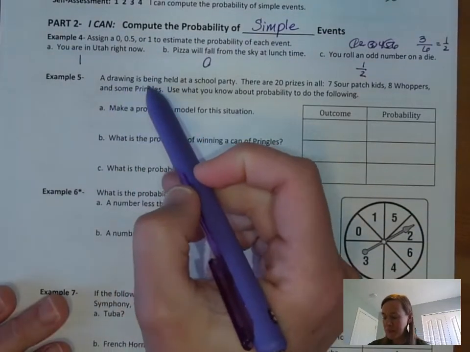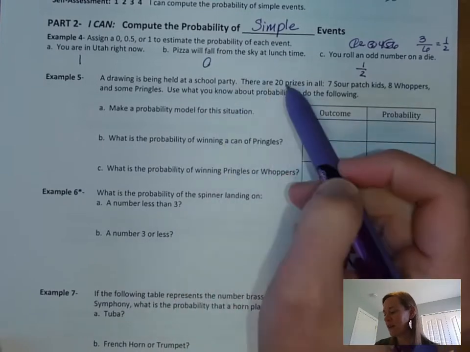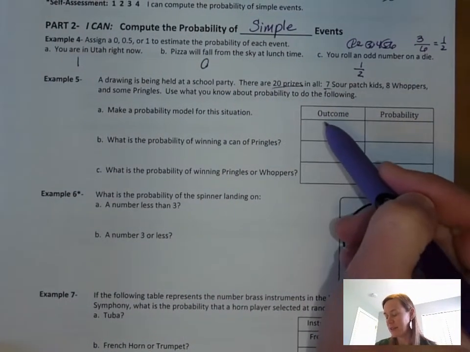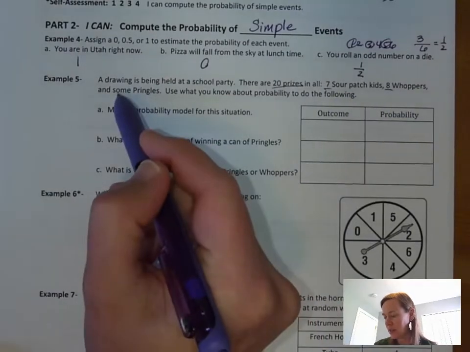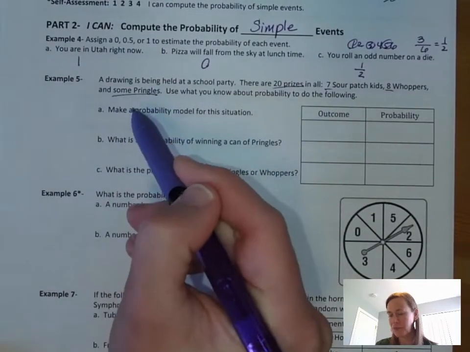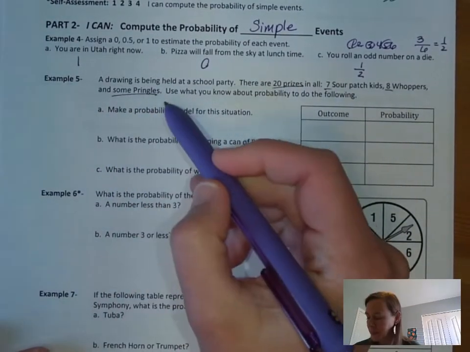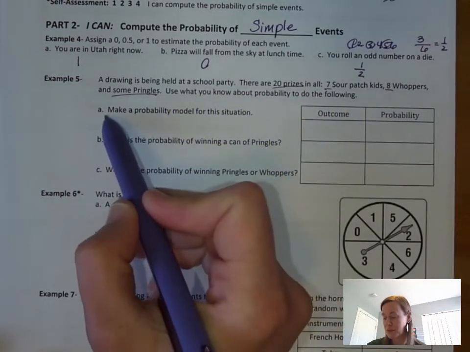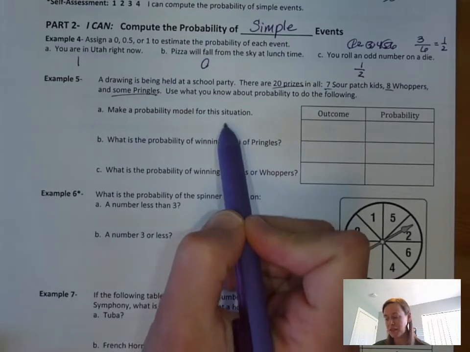It says a drawing is being held at a school party. There are 20 prizes in all. 7 Sour Patch Kids, 8 Whoppers, and some Pringles. They don't tell us how many Pringles, do they? Use what you know about probability to do the following. First, make a probability model for this situation.